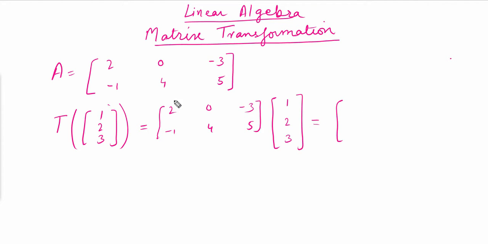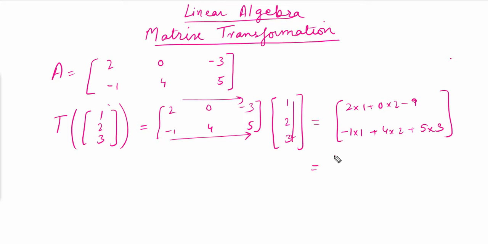We'll multiply the rows with the column. So 2 times 1 plus 0 times 2 plus -3 times 3, that will be equal to -7. Similarly, we'll multiply the second row with this column: -1 times 1 plus 4 times 2 plus 5 times 3. Now when we solve it, we get 2 minus 9, that is -7, then -1 plus 8 is 7, plus 15, that is equal to 22. So the image that we get as a result of the transformation will be this matrix, -7 and 22.